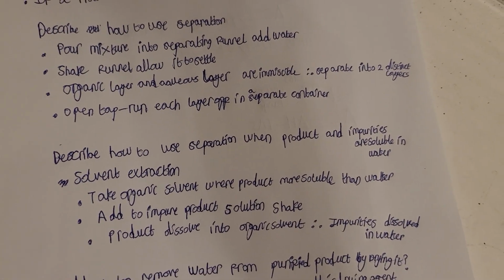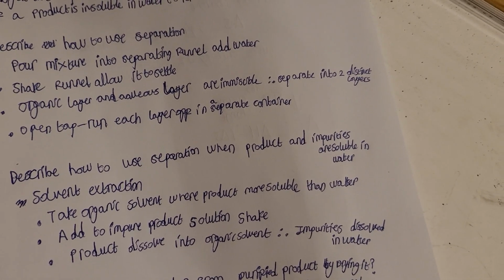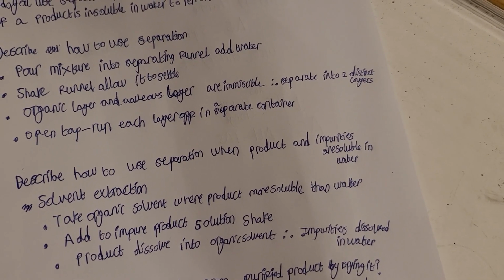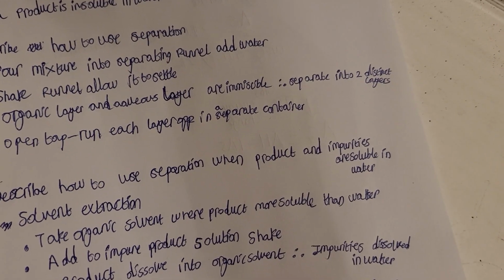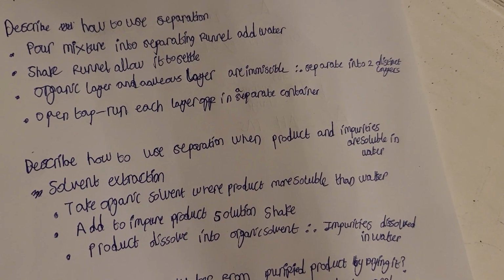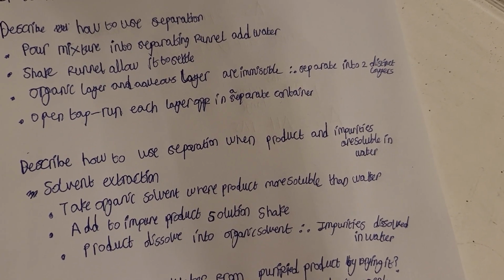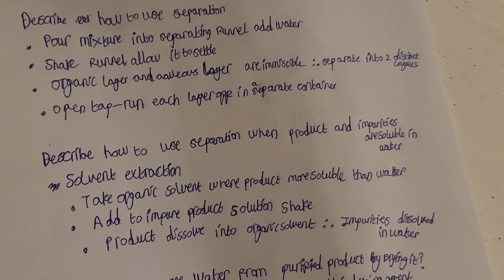How to use separation when the product and impurities are soluble in water? Well, if a product is not insoluble in water, it's soluble in water, then we're going to use something called solvent extraction, where we take an organic solvent where the product is more soluble than water.